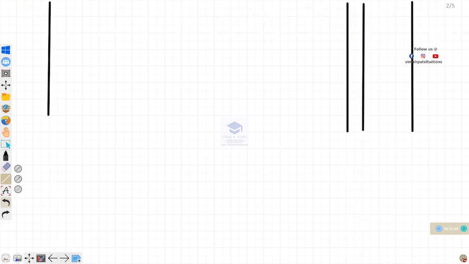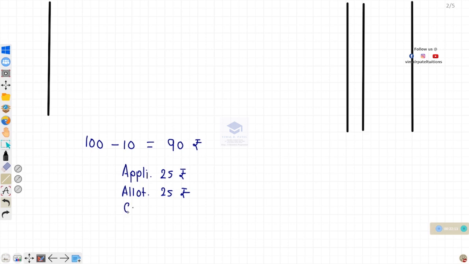Try to understand. A 100 rupees debenture, with a 10% discount on issue, that is 10 rupees discount. So the issue price is 90 rupees. On application 25, on allotment 25 and balance on call. The total the company is going to receive is 90, so 40 rupees will be called up on call.